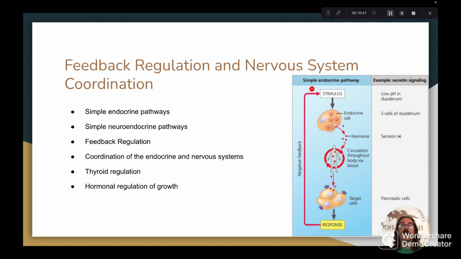Hormonal regulation of growth. The anterior pituitary gland controls the body's growth and development processes through the release of growth hormone, which has many targets including the liver, where it stimulates the release of insulin-like growth factors, or IGFs, that stimulate the growth of bones and cartilage. Too much growth hormone in juveniles can result in gigantism, and too much growth hormone in adults can result in acromegaly, while too little growth hormone in childhood can result in pituitary dwarfism.